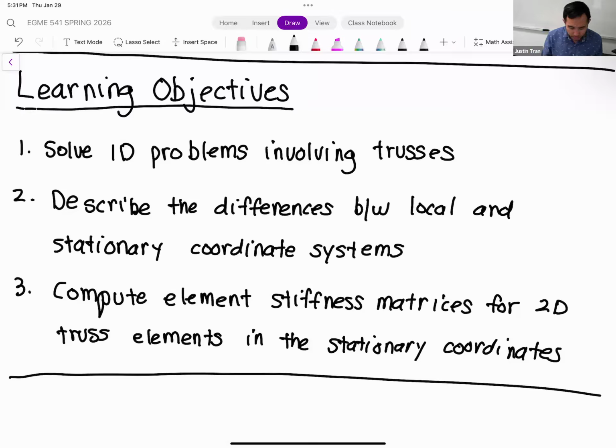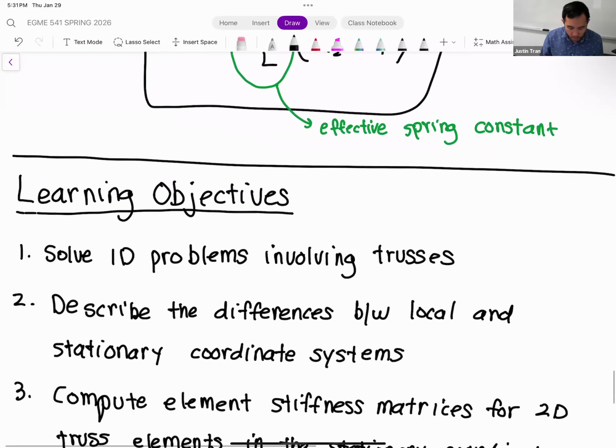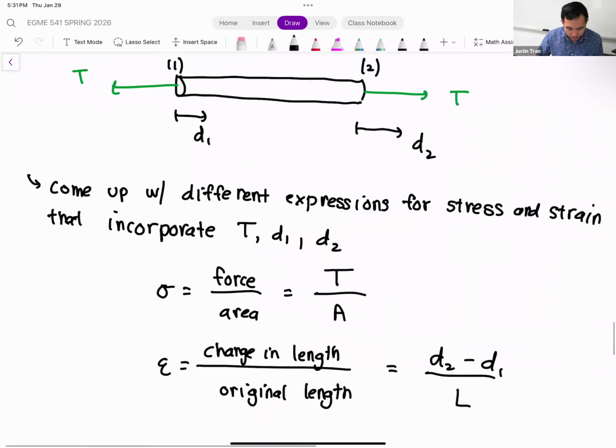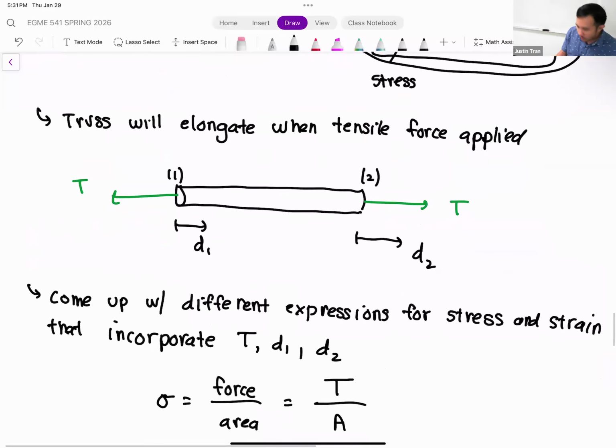Let me scroll up a little bit so you can see where we were. We're looking at a truss element. Trusses are structural elements that primarily support tension and compression, so any deformation or loading in the same direction as the element itself. To derive the element stiffness matrix for a truss element, we subjected it to a tensile force, just like we did with our spring.